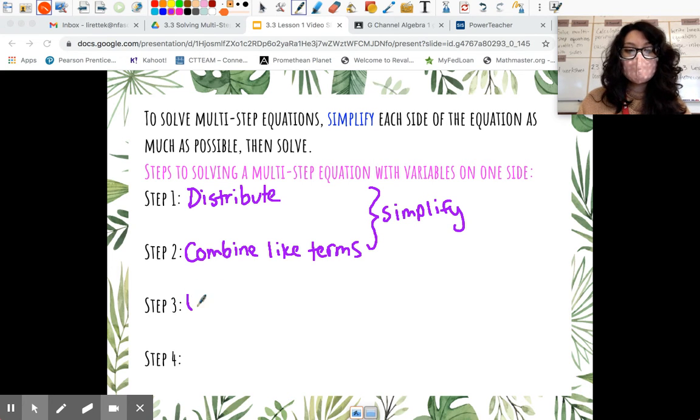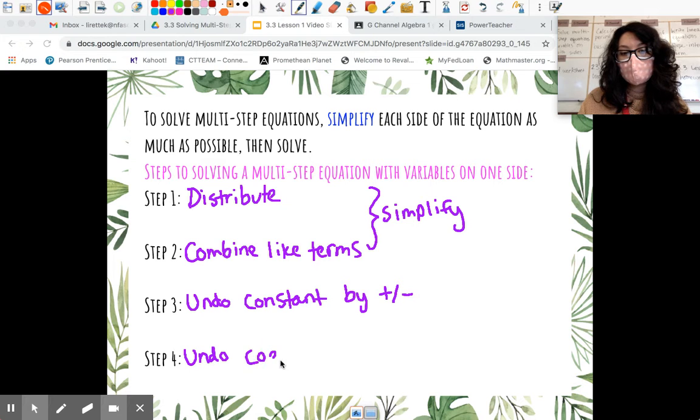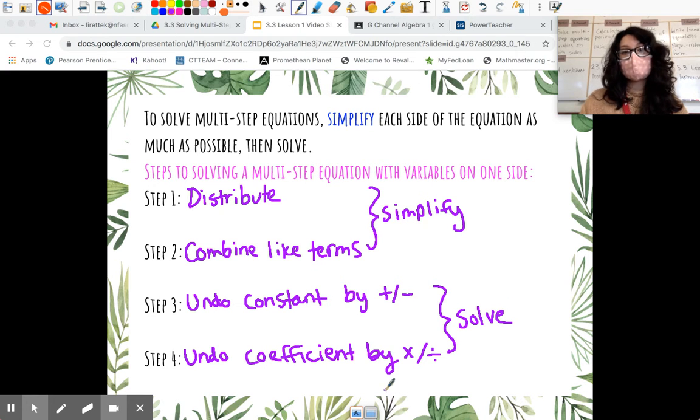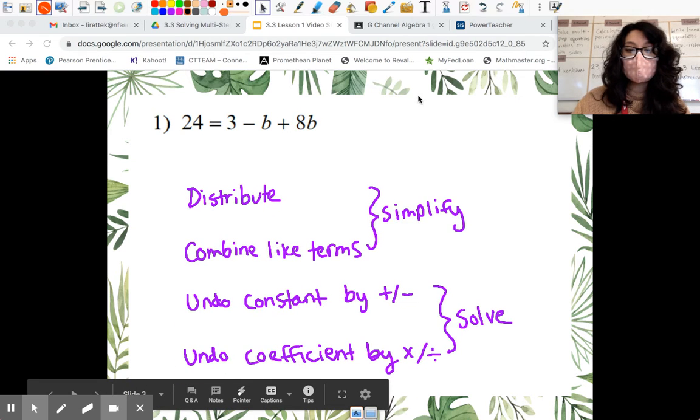So step 3, we're going to undo our constant first by adding or subtracting. And again, this is to both sides of your equation. This is an inverse operation at this point. And the last thing that we're going to do is undo our coefficient by multiplying or dividing to both sides. So these are now the solving steps, where we're using inverse operations to isolate our variable. So hopefully you've got that written down. If you need more time, feel free to pause the video or rewind as needed.